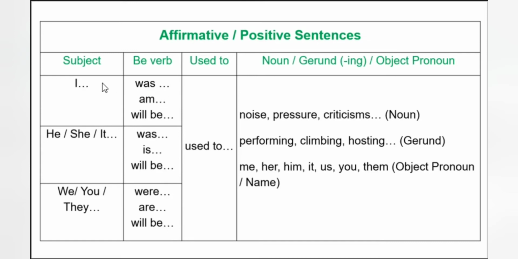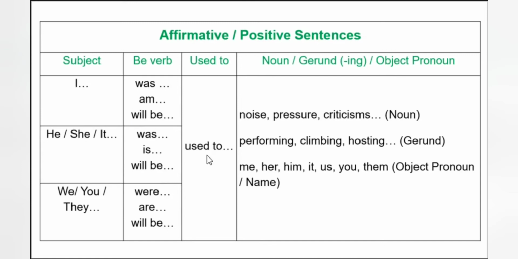So this one, and then followed by used to, and then at the end you may use nouns like noise, pressure, criticisms. You can also use a gerund. These are gerunds. These are from verbs. They look like verbs with ing, but they are used as nouns: performing, climbing, hosting. And then you may also use object pronouns like me, her, him, it, us, you, them, or names also, no?